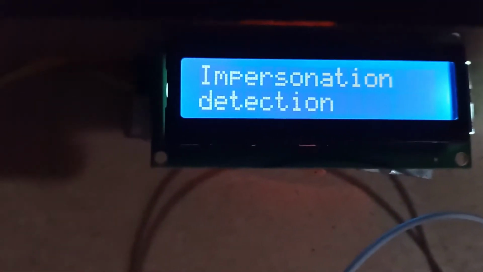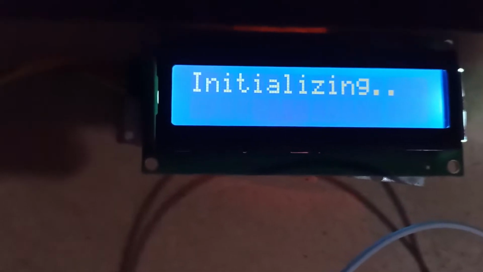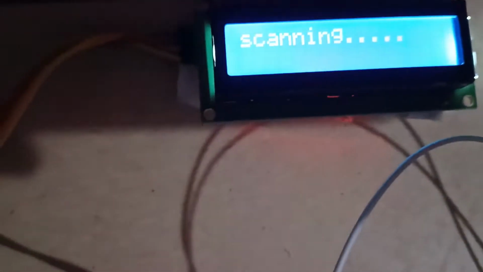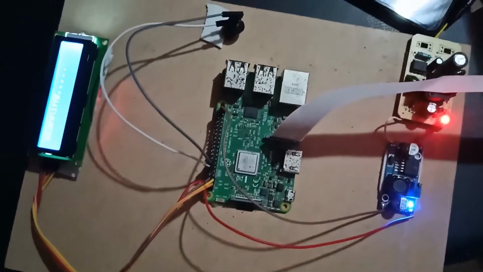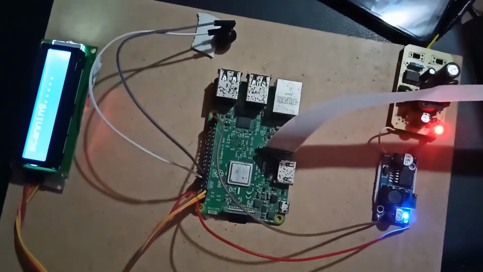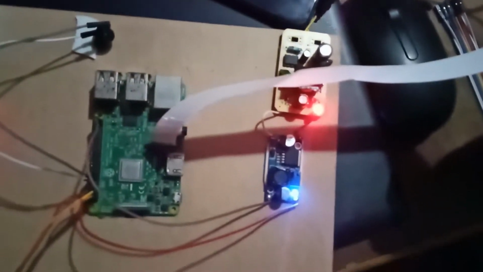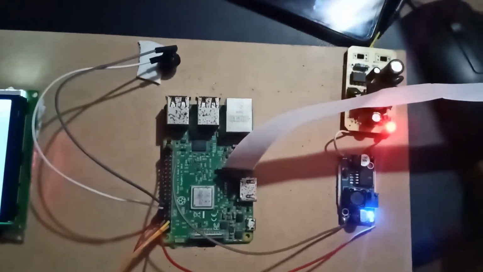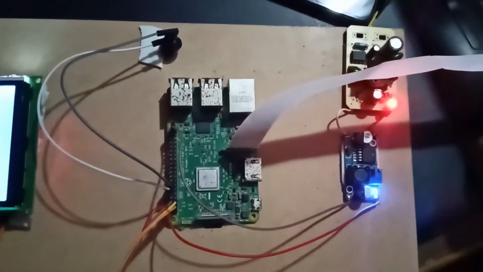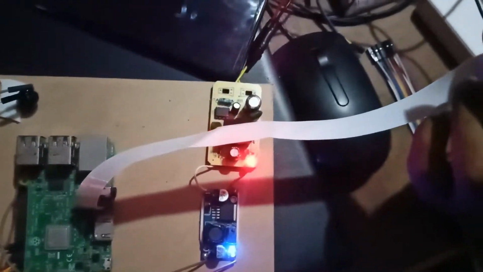This is our project, impersonation detection, and it is initializing. For this project we have used a Raspberry Pi, the power supply and adapter for the Raspberry Pi, and this is the camera for it. Firstly, it is used in an examination hall, and it detects the person entering it and authenticates the person. We are showing the demo for it.